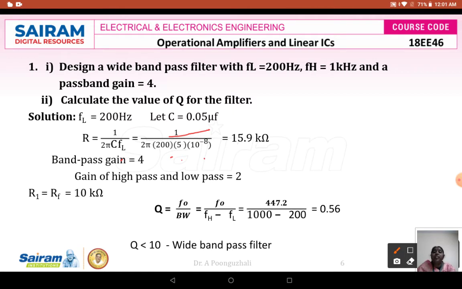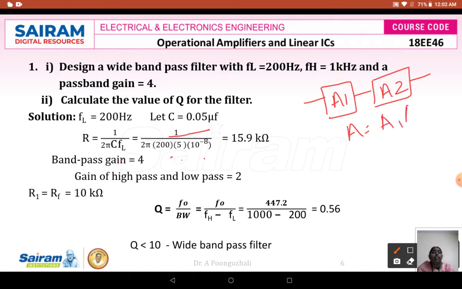Now the passband gain they have told us A. Suppose in this case your high pass filter is going to have a gain of A1, and the output of this high pass filter I am going to give to your low pass filter, which is going to have a gain of A2. So now I want to find out the total gain. Your total gain is nothing but A1 into A2.